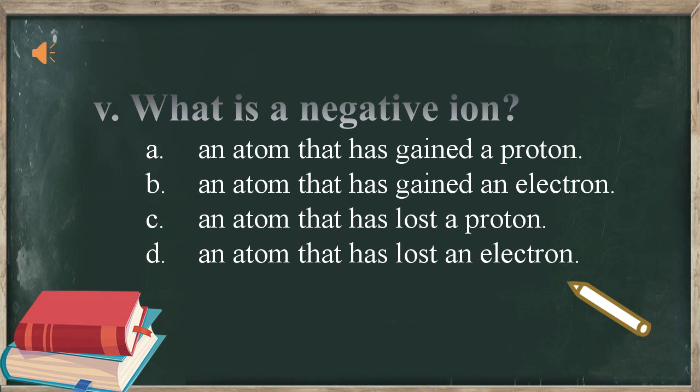MCQ number 5. What is a negative ion? A. An atom that has gained a proton, B. An atom that has gained an electron, C. An atom that has lost a proton, D. An atom that has lost an electron.